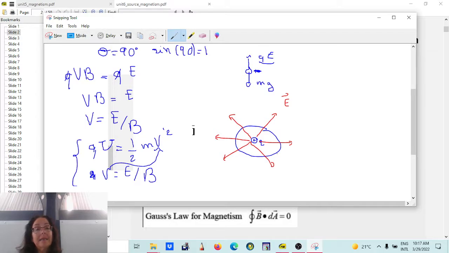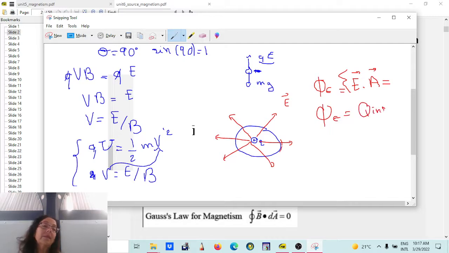If you take a closed bag around that charge, remember that Gauss' law says that the flux of the electric field, so the number of lines going through that imaginary bag, equals E dot the area, which is the flux, equals whatever charge is inside divided by epsilon zero. Okay, so that is called Gauss' law.